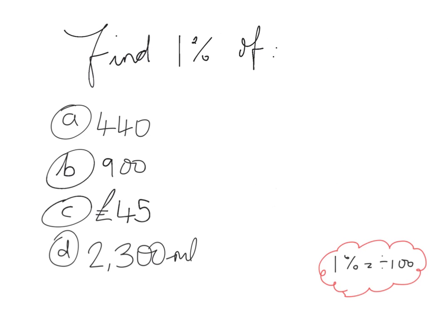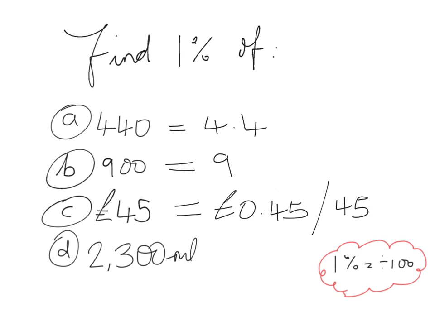Now I'll divide each of these values by 100 to find 1% of it. So if I take 440 and divide it by 100, I will have 1% of it being 4.4. If I take 900 and divide it by 100, that's even easier, that would be 9. Now, £45. If I divide that by 10, I would have £4.50. So to divide it by 100 will give me no pounds and 45, or 45 pence. And then 2,300 millilitres, or 2.3 litres. If I divide that by 100, I will have 23 millilitres, being 1%.